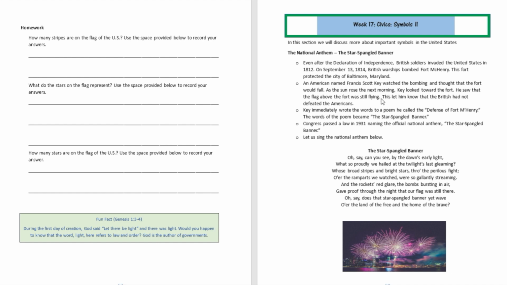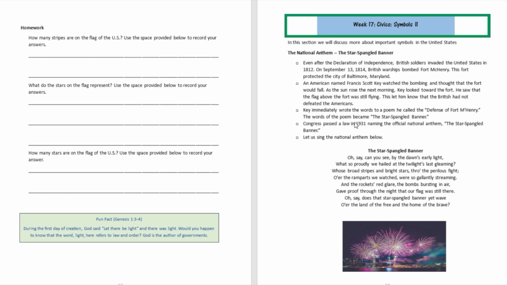But an American named Francis Scott Key watched the bombing and thought that the fort would fall. But of course the Americans wouldn't let go. They kicked back and they fought them off. And as the sun rose the next morning, Key looked toward the fort. He saw that the flag above the fort was still flying, and this let him know that the British had not defeated the Americans. So Key immediately wrote the words to a poem he called The Defense of Fort McHenry.